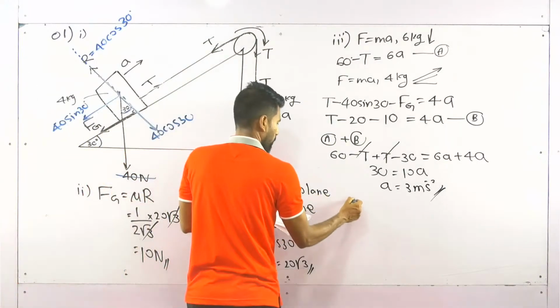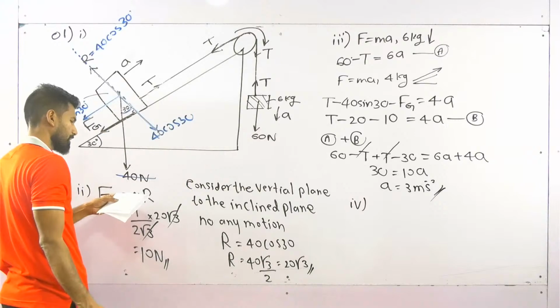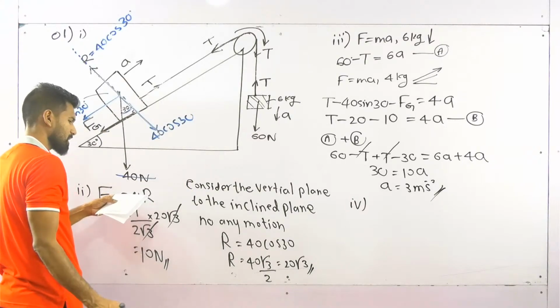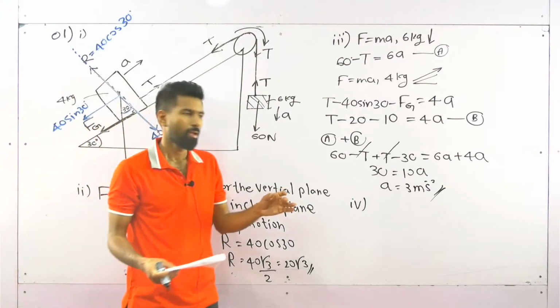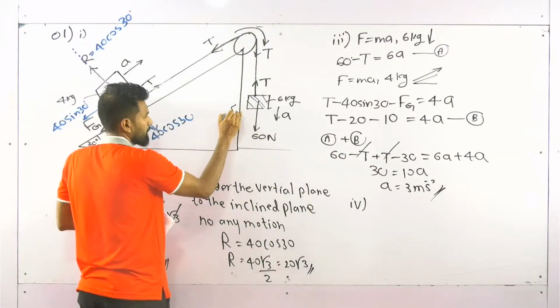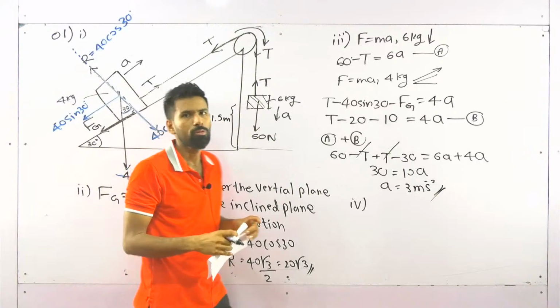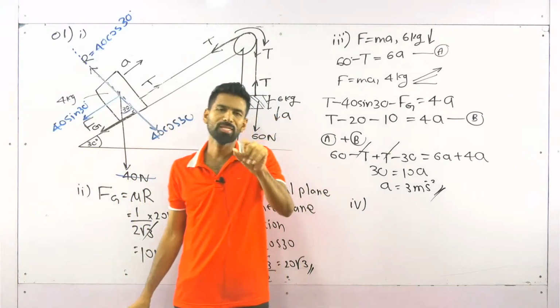Then part 4. Find the distance traveled by the 4 kg block on the table by the time the 6 kg block reaches the ground. By the time the 6 kg block reaches the ground, it has to move 1.5 meter down. Now, you can explain it by a simple sentence.